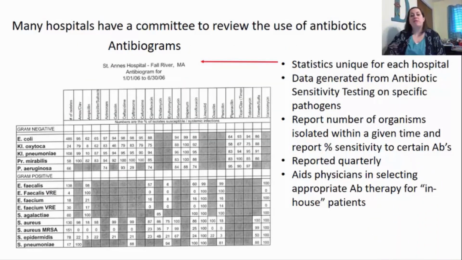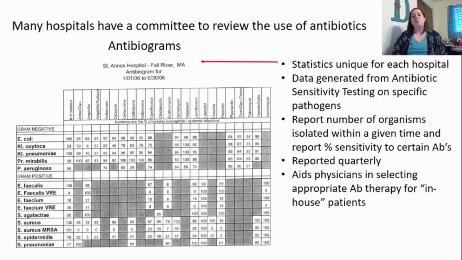Many hospitals have committees to review the use of antibiotics. They can use what we call antibiograms, where they're looking at these antibiotics. This allows us to give statistics that are unique for each hospital. It allows them to gather information to see if certain antibiotic sensitivity testing on pathogens needs to be done, to see why sometimes maybe they're not working like they should.